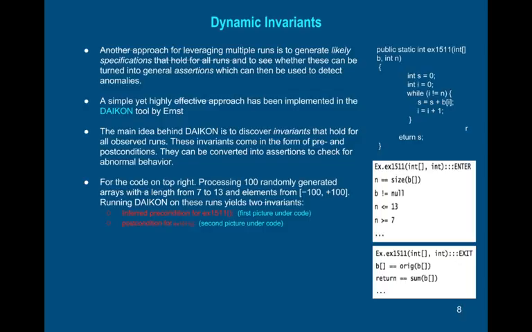For the code on the top right, we process 100 randomly generated arrays with a length from 7 to 13 and elements from -100 to +100. Running DAIKON on these runs yields two invariants. The first one, in the picture on the right under the code, is the inferred precondition. And the second is the post condition, and you can see the difference between the arrays and the return statements in each of them.